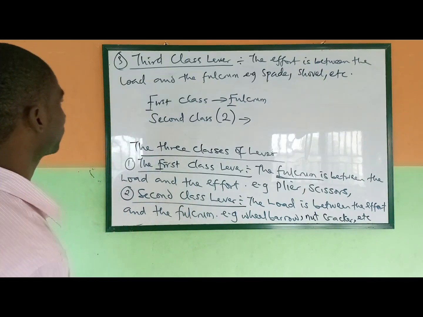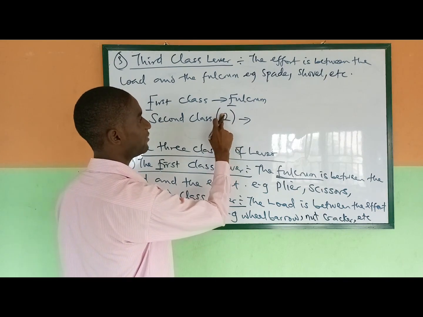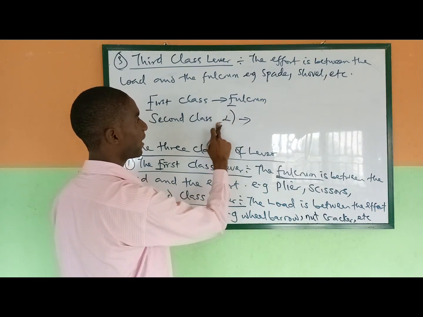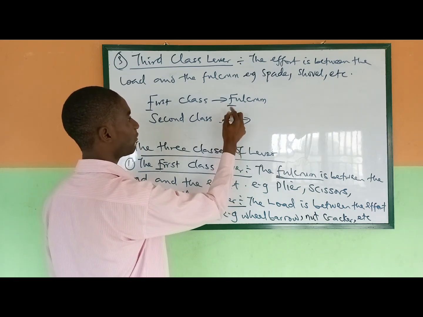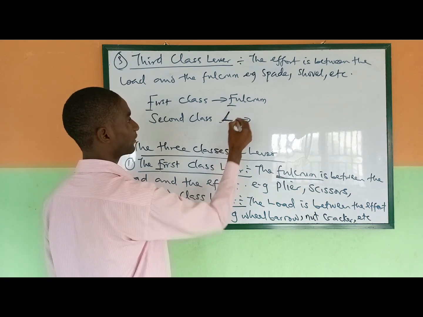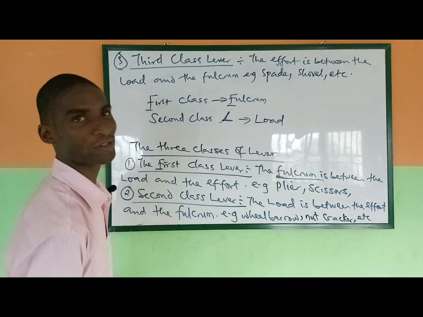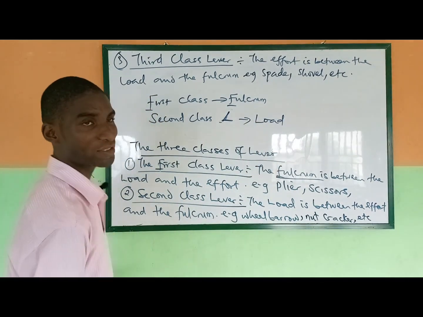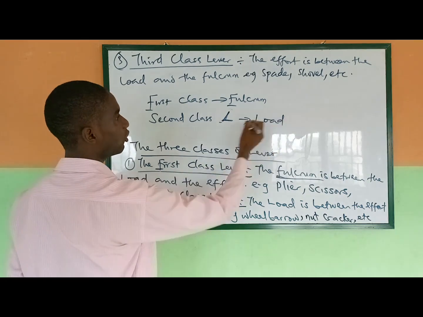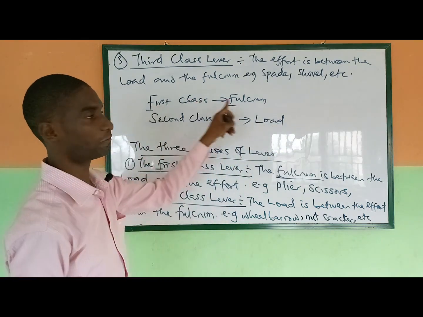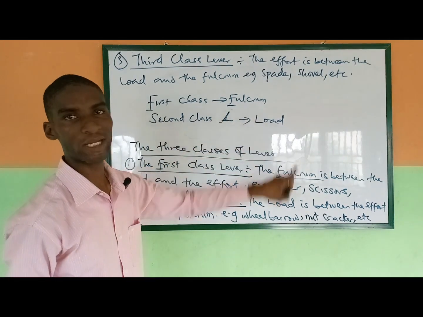Second class. If you look at these two that I've written, if I erase the top of my 2, look at it, this is my 2. If I erase the top of my 2, what is left? L. So my load is at the middle for second class. If I erase the top, I have L for load. For the first class, F for fulcrum. Fulcrum is at the middle. For second class, L for load at the middle.